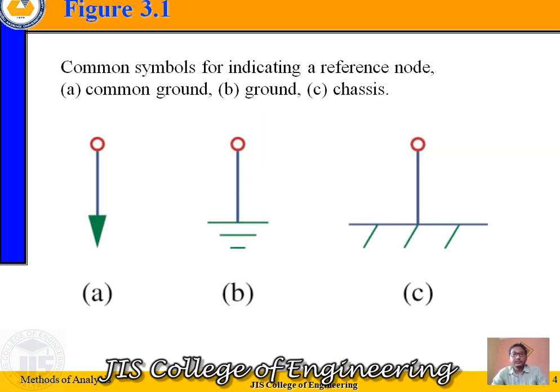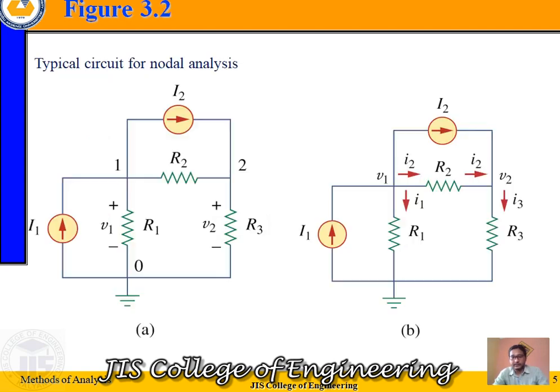Next, here are some symbols. The first symbol is the common ground symbol, the second one is a normal ground symbol, and the third one, option C, is the chassis symbol. So several types of ground symbols can be used with our nodal analysis method.